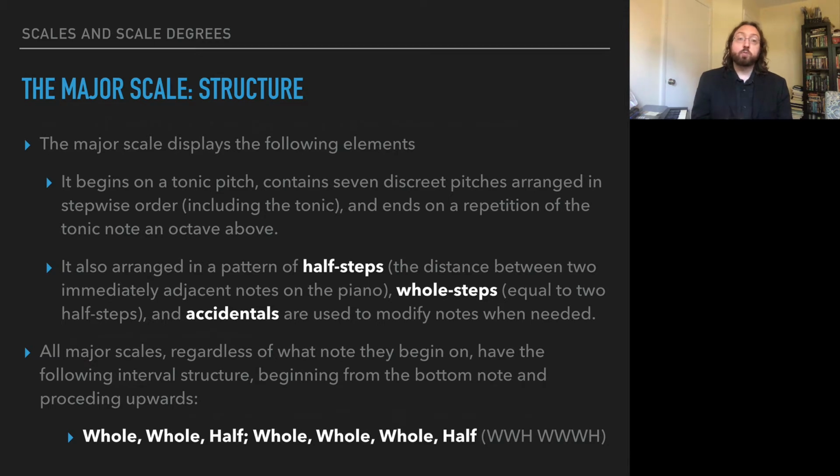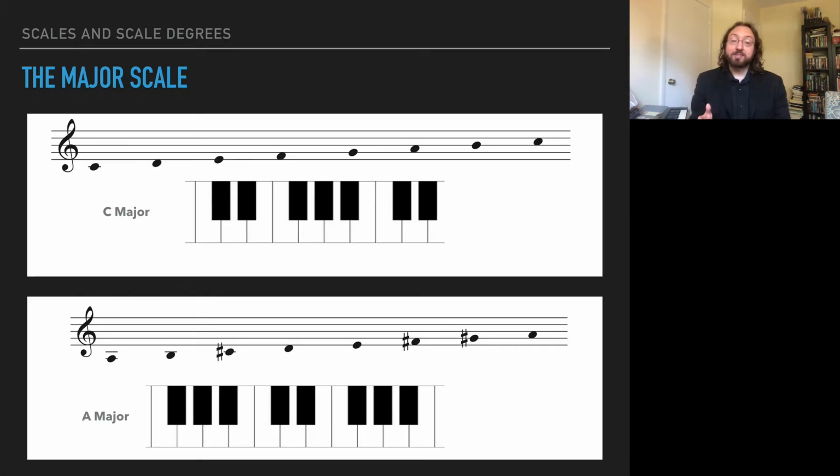All major scales, regardless of what note they begin on, have the following interval structure, beginning from the bottom note and proceeding upwards in an ascending pattern. Whole step, whole step, half step, whole step, whole step, whole step, half step, or WWHWWWH. So, let's take a look at a couple of examples.